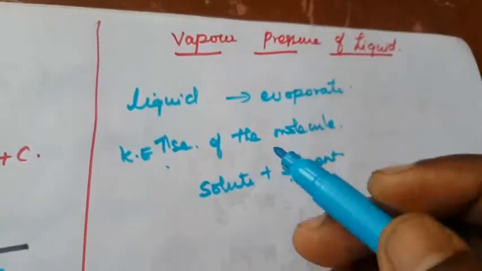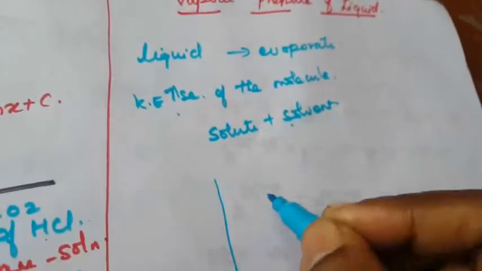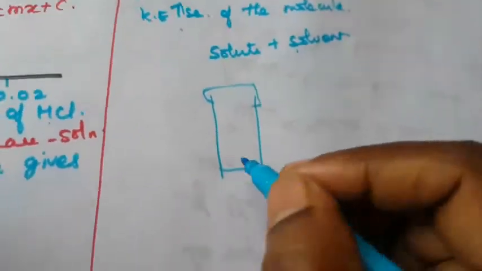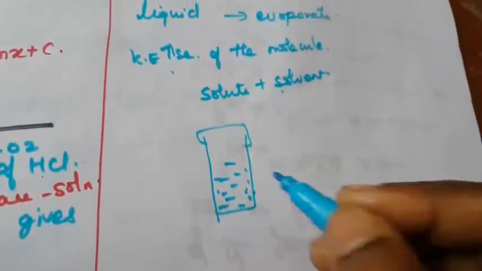Okay, so suppose evaporation is carried out in a closed container. What will happen? Suppose it is taken in a closed container, the gaseous molecules are here, and the solution is also present here.